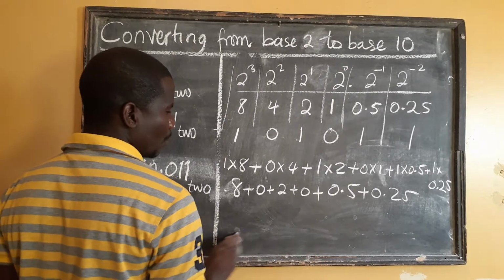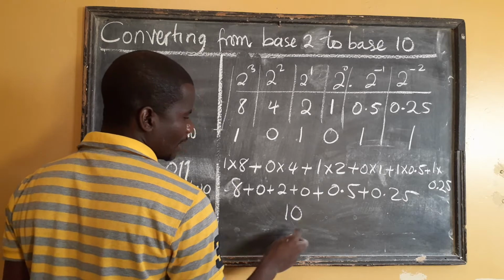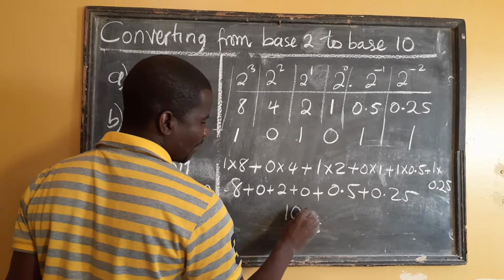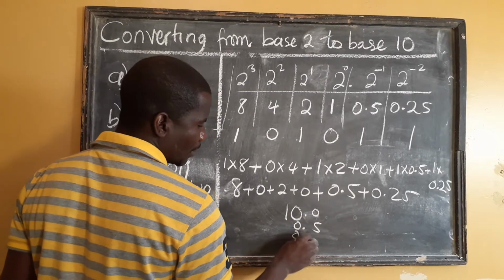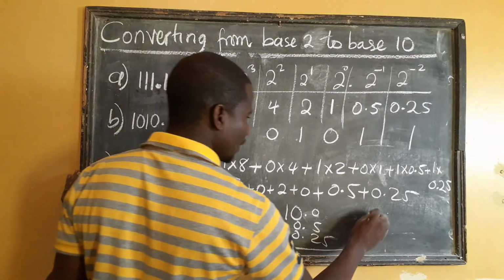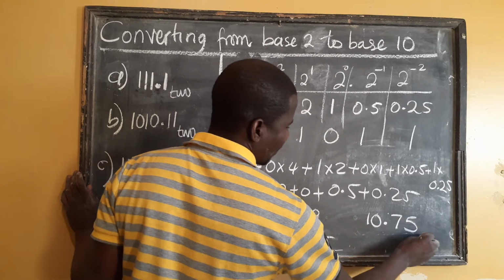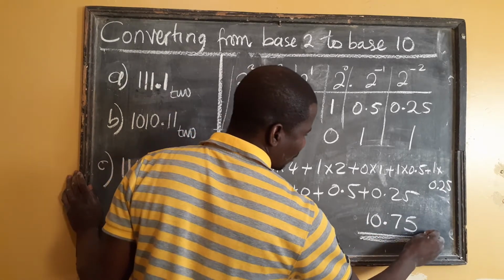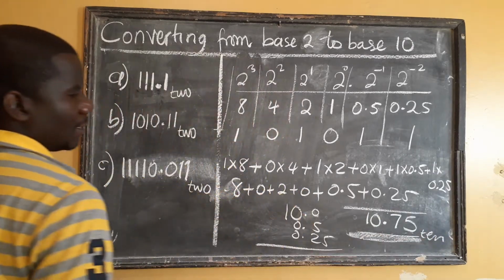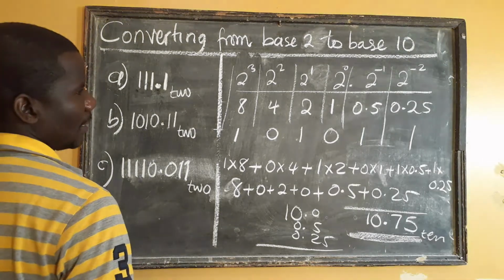So here we are going to get 10. Here we'll get 10. 10, you add it to what? 0.5. Then we have 0.25. When you add this, what do we get? We're going to get 10.75. We're going to get 10.75 to base what? Base 10. That is what is going to be our answer.